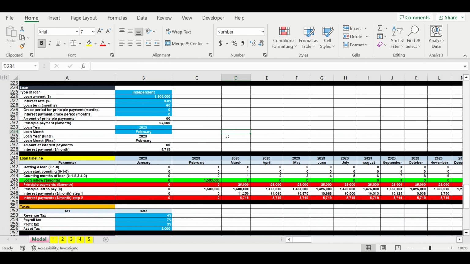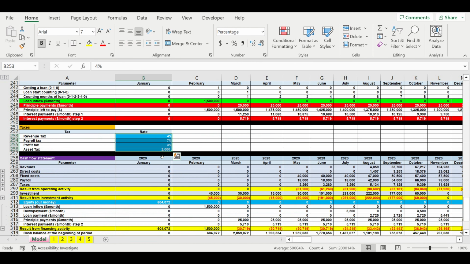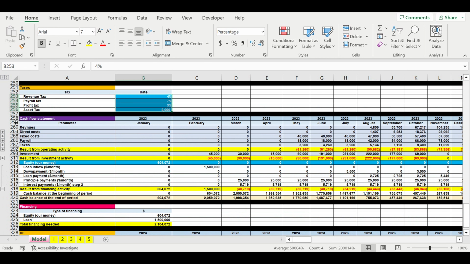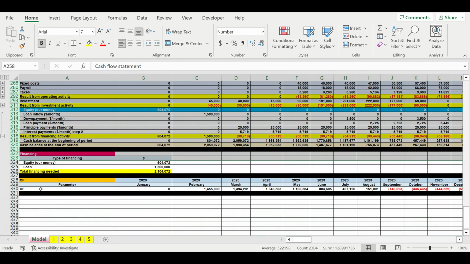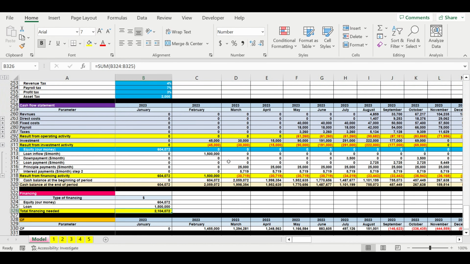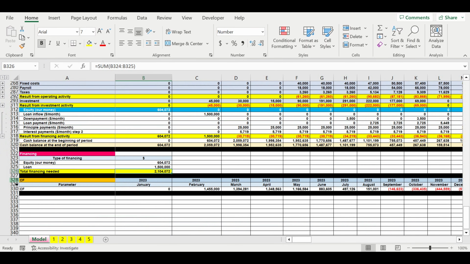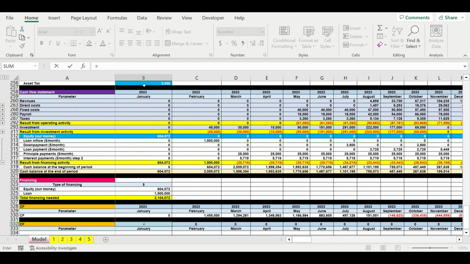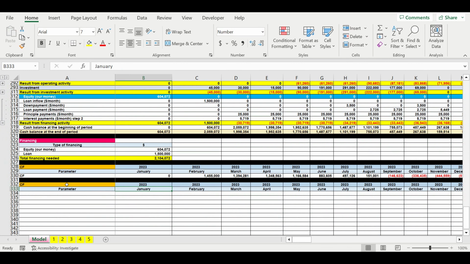These are the tax rates, and this is the cash flow statement. This is the amount of financing that we've calculated. And now it's time for us to calculate the payback period of our business idea. What we need to do first of all, you can do it quite easily. Let's create the timeline. Let's call it payback period calculation.